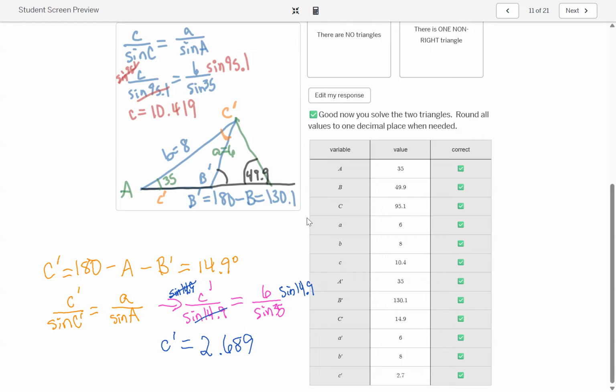So this is problem 4 on section 5.1, the ambiguous case. And it's real obvious because all the ones before it, there's only 3 blanks. And then you get to this one and now there's 6 blanks and you're like, oh, here it is.